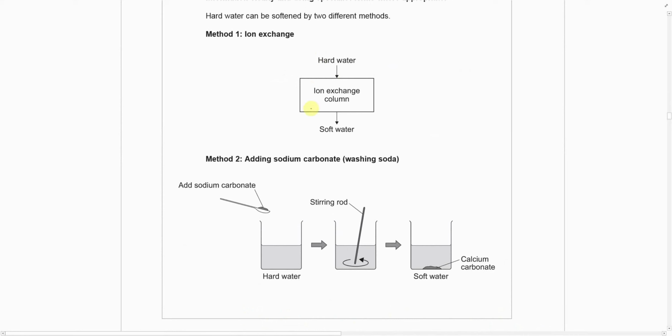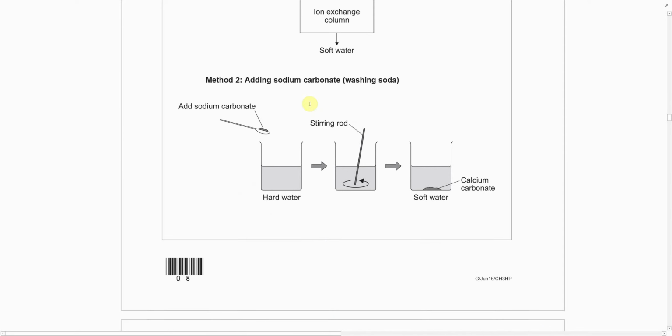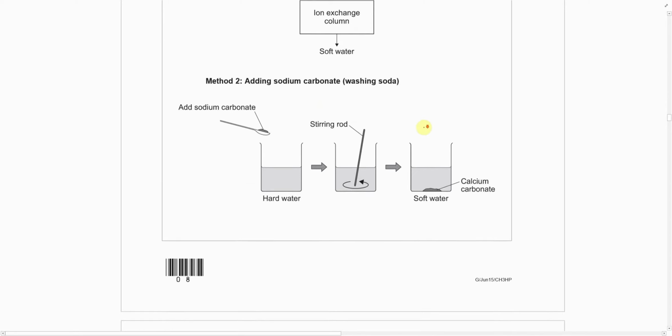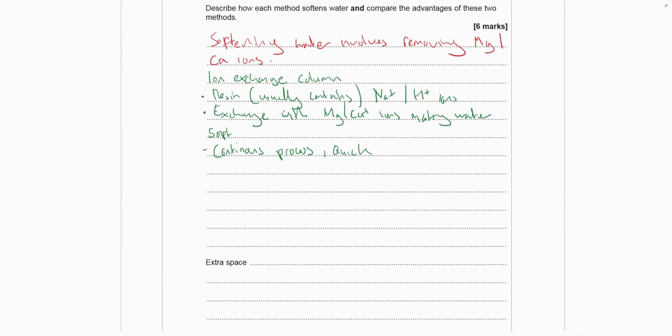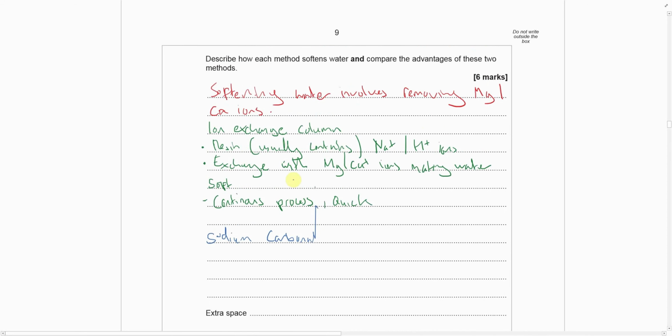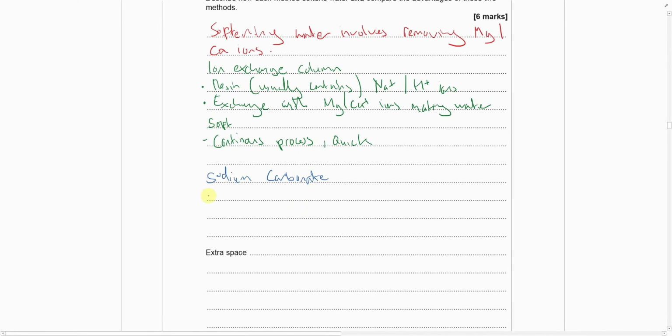Now let's talk about the sodium carbonate solution. Well, adding the sodium washing soda. So with the sodium carbonate solution, sorry, going back down, let me change colour pen. Oh, that's horrendous, that one. Sodium carbonate. So adding sodium carbonate, or adding soda.